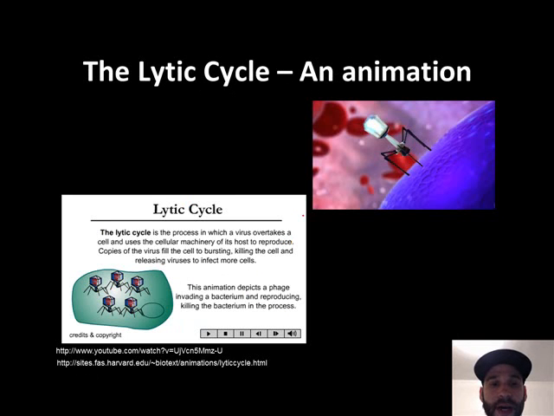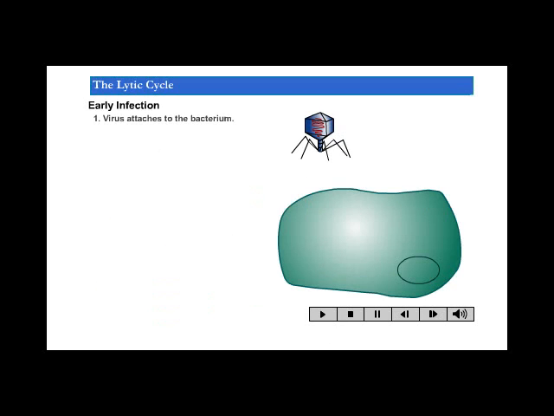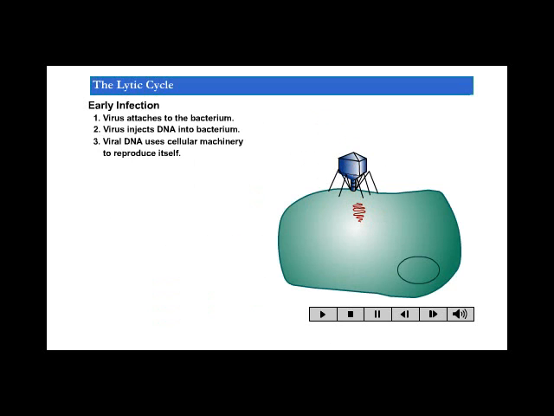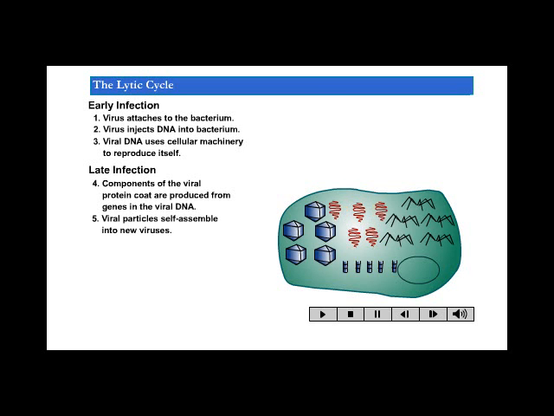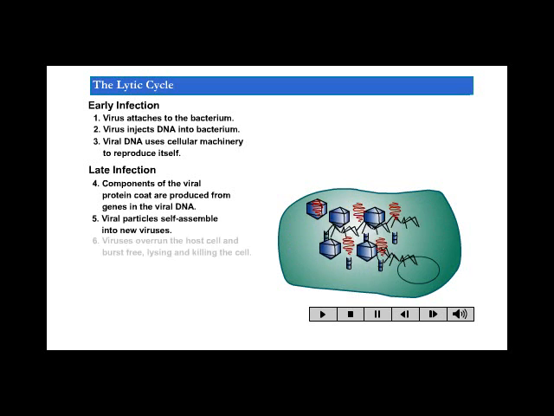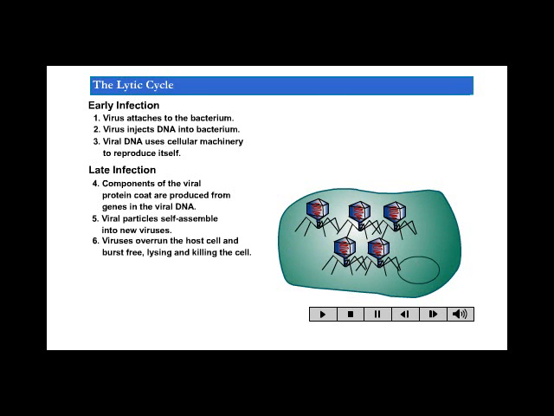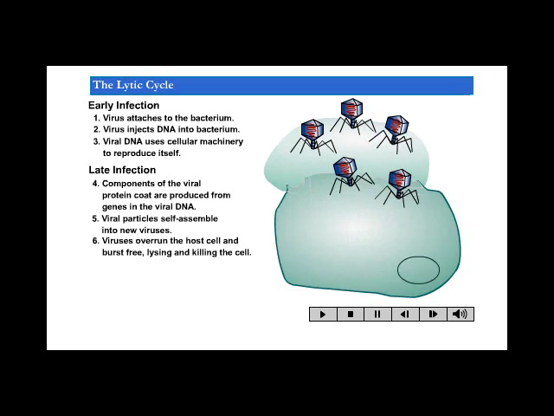So now at this point, let's take a look at an animation. During early infection, the virus attaches to the bacterium. Then the virus injects its DNA into the bacterium. The viral DNA uses cellular machinery to reproduce itself. During late infection, components of the viral protein coat are produced from genes in the viral DNA. The viral particles self-assemble into new viruses. These viruses overrun the host cell and burst free, lysing and killing the cell.